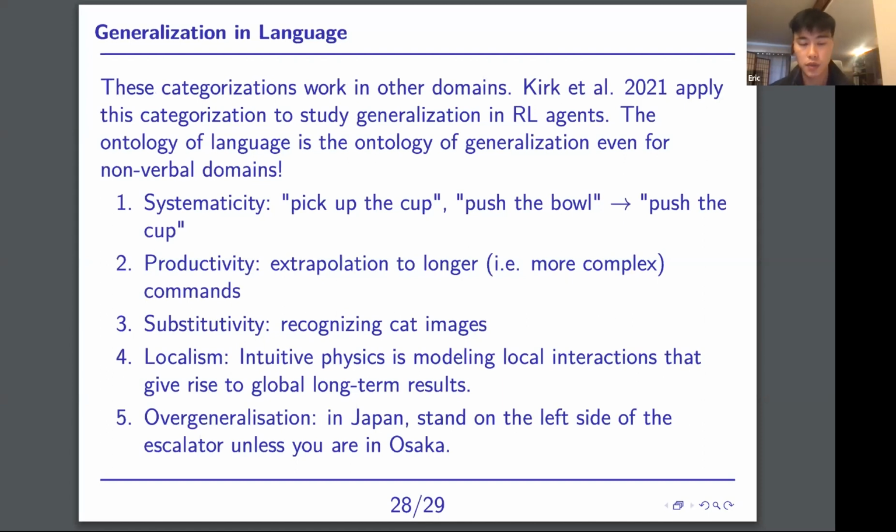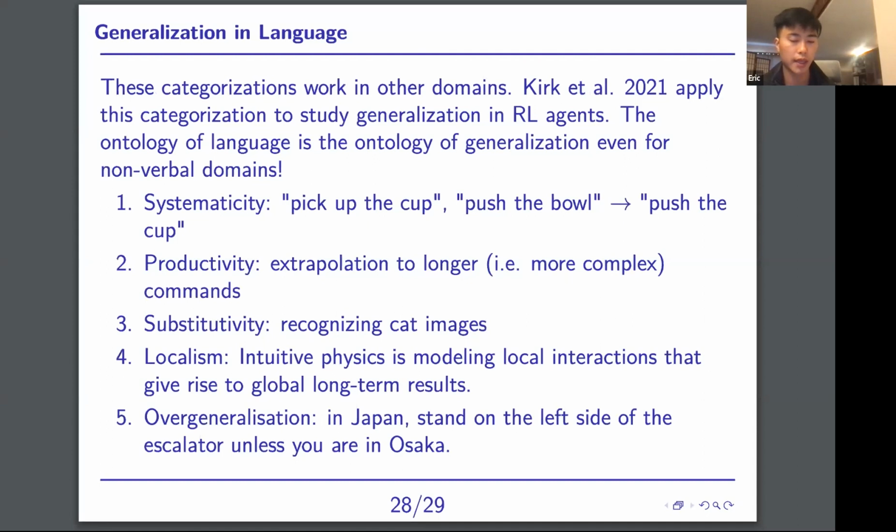And so just to give a few examples of these things applied to non-verbal situations. Imagine you have a household robot, right? And that robot's able to pick up the cup and push the bowl, and that's the task it was trained on. You would expect that it should also understand how to push the cup. That would be an example of good generalization in a robot system. Extrapolation or productivity is like maybe you can handle longer commands or embed clauses inside of other clauses, handling longer instructions even though it's trained on shorter ones.